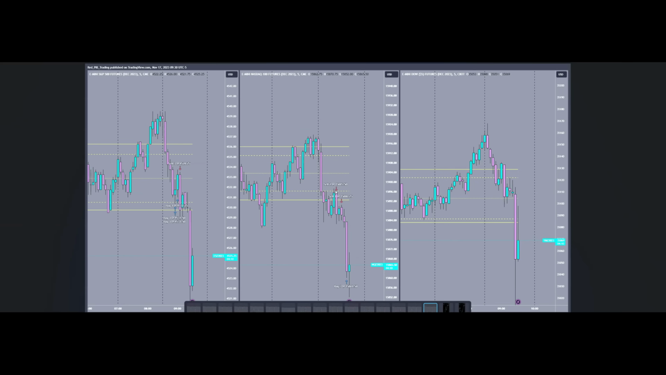This body never closed above this, so this was real resistance. And at the same time, these wicks here on YM, you can see the price is wicking the upper portion, so it's not breaking it. It wicked once, closed below. Did another wick, closed below. So I'm like, okay, I'm short. I took 2 shorts here, 1 contract.